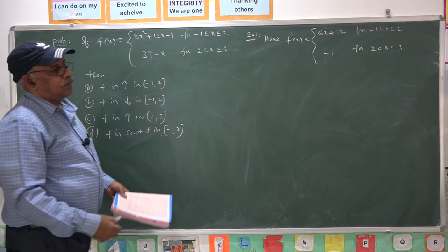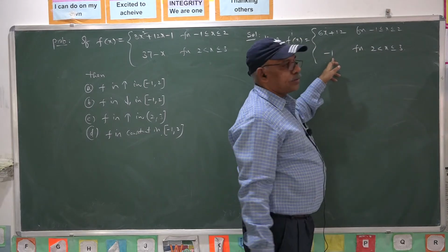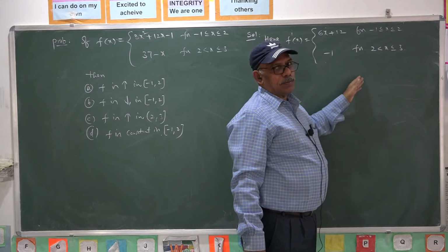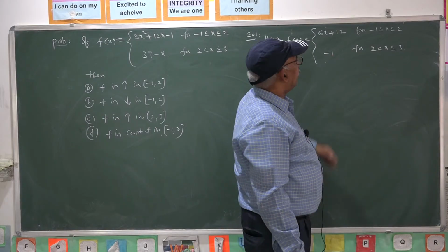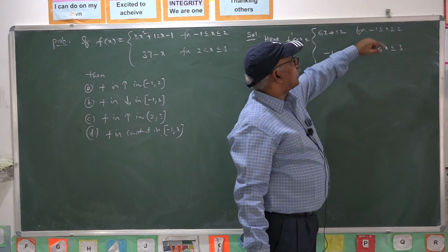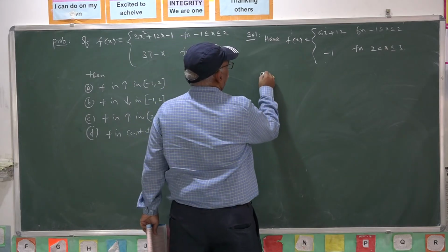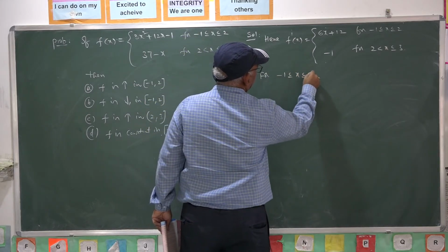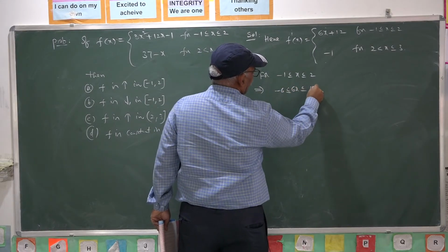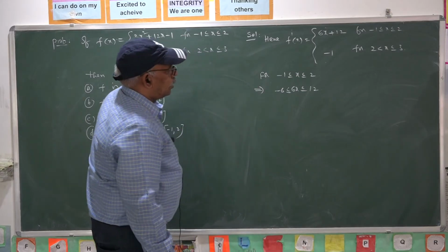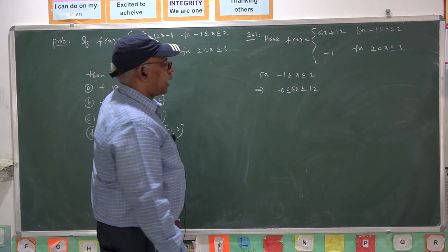Now, clearly, whenever x lies between 2 and 3, f dash is negative. So, in this interval, the function is decreasing only, because this is negative. Let us observe this one. Once x lies between -1 and 2, what is f dash x? For -1 is less than or equal to x is less than or equal to 2, 6x lies between -6 and 12.